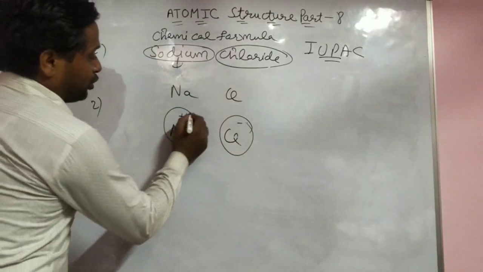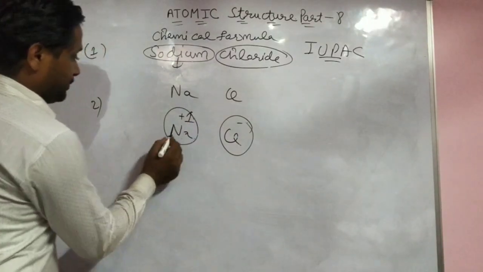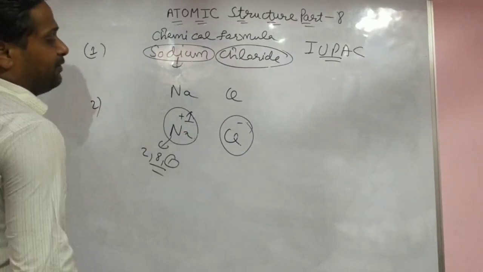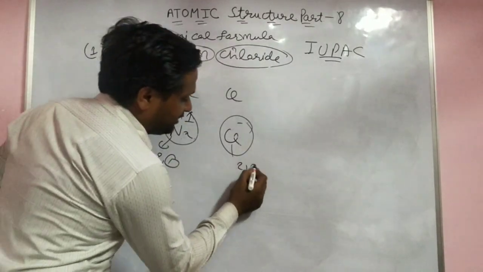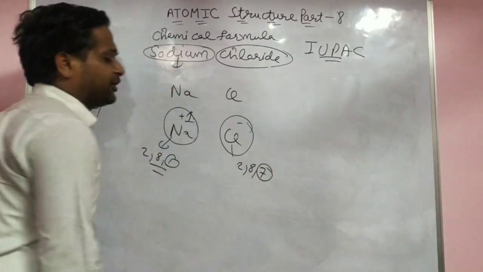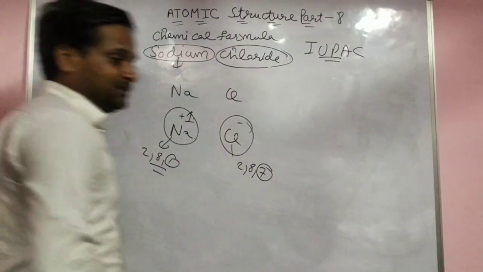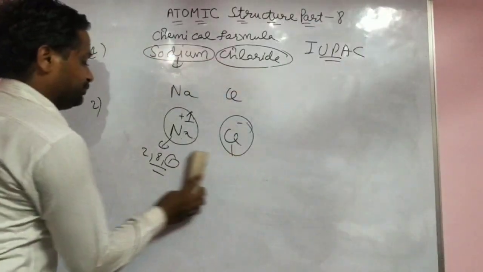So the valency of sodium, you know, is 1 positive. First see the configuration, 2, 8, 1: it loses 1 electron, which means 1 positive. Chlorine, 2, 8, 7: it gains 1 electron to become stable. So keep that in mind. Now what do you do?